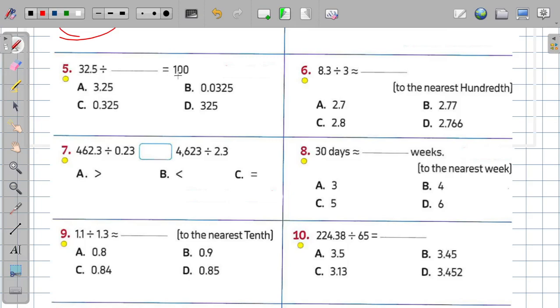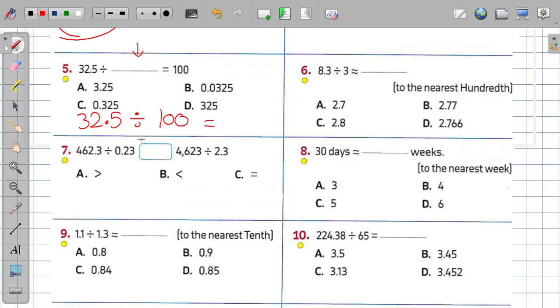Number 5, I have 32.5 divided by what equals 100. So what can I do? If we want to find the divisor, we can divide the dividend by the quotient. So we can divide 32.5 by 100. If we want to get the divisor, we can divide the dividend by the quotient. So it will be 32.5 divided by 100.